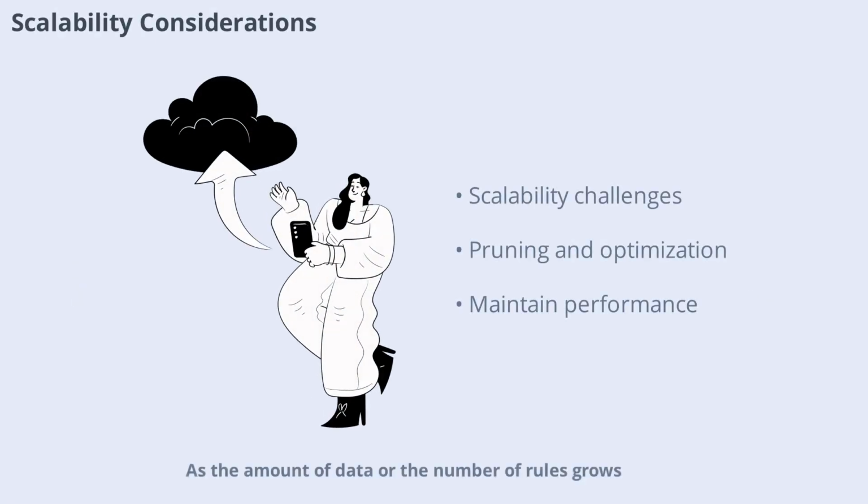As the amount of data or the number of rules grows, scalability becomes a concern. Large decision trees can become unwieldy, while rule-based systems may face performance issues as rules increase. Techniques like pruning, rule optimization, or using more advanced algorithms can help maintain efficiency and performance as systems scale.